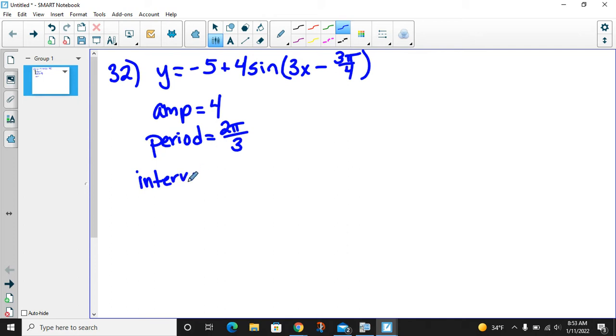We use our period to get our intervals. Remember, to get our intervals, which is essentially the distance between each tick mark on the x-axis, we take our period and we divide it by 4, which is the same as multiplying it by 1/4. So if you multiply this by 1 over 4, you would get 2 pi over 12. Now I know that reduces, but eventually we're going to want to get a common denominator with multiple of our properties here, so you can hold off on that till later.